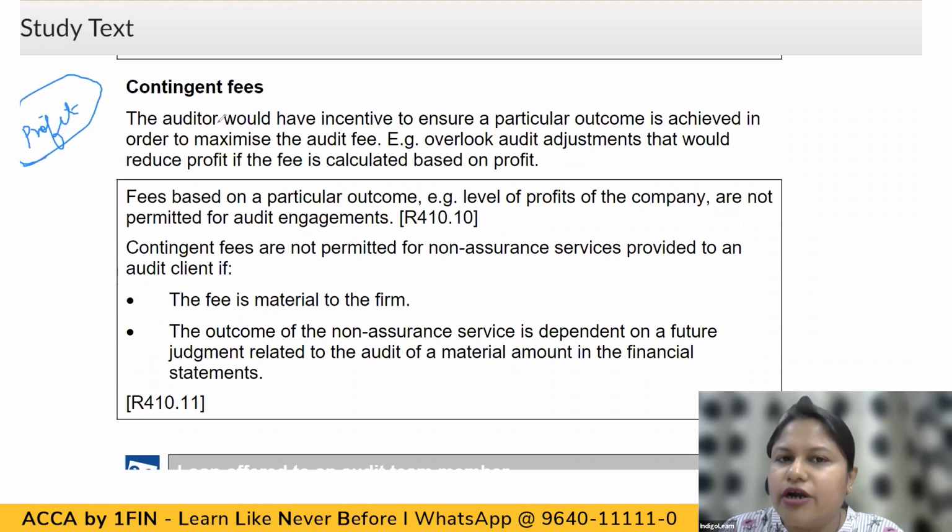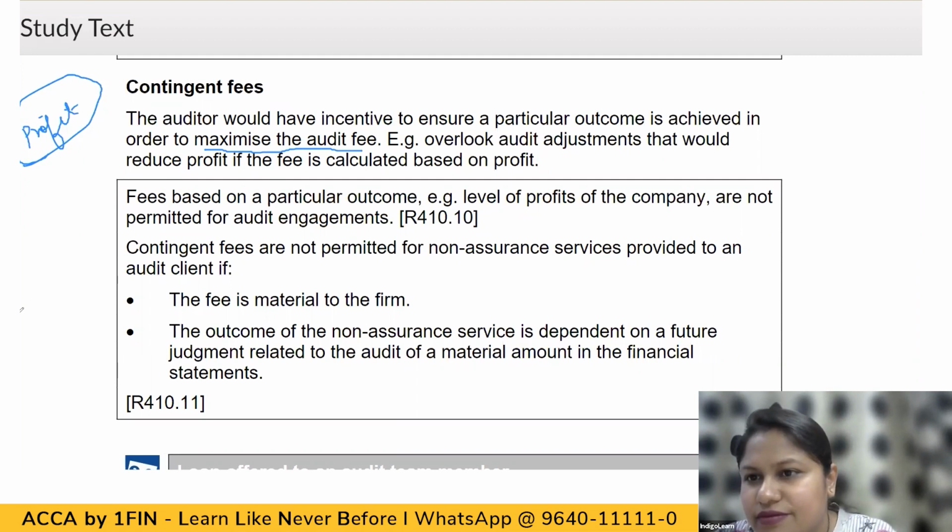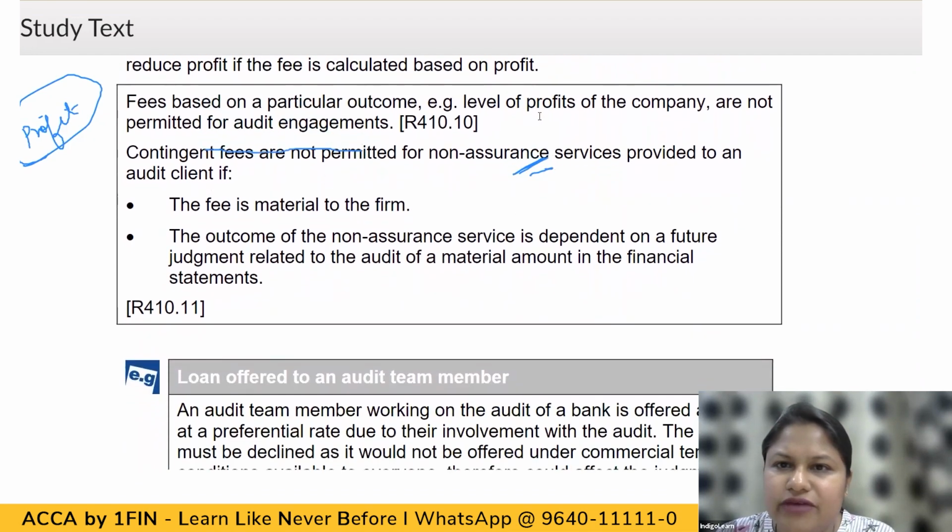Correct? Then the auditor would have an incentive to ensure a particular outcome is achieved in order to maximize the audit fee. Because I know the more the profit, the more the audit fee. So obviously I will try to do something that maximizes my audit fee. Even if there are misstatements in the current financial statements that they are presenting, I will not highlight them if they bring a reduction in the profit amount. Correct? Example, overlook audit adjustments that would reduce profit if the fee is calculated on the basis of profit. Got it? So any adjustments that affect the profit, if they are wrong, you will try to ignore. Correct? Because if profit reduces, your fee will reduce.